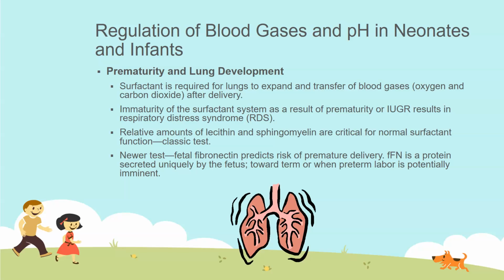There is a newer test called a fetal fibronectin. It predicts the risk of premature delivery. It is a protein that's secreted uniquely by the fetus, and is secreted towards term or when preterm labor is potentially imminent. So that's a quick test, and that one does not require amniotic fluid. It's just a swab of the cervix from the mom.